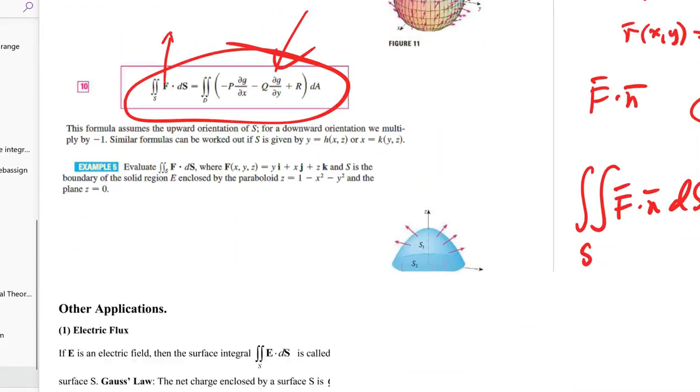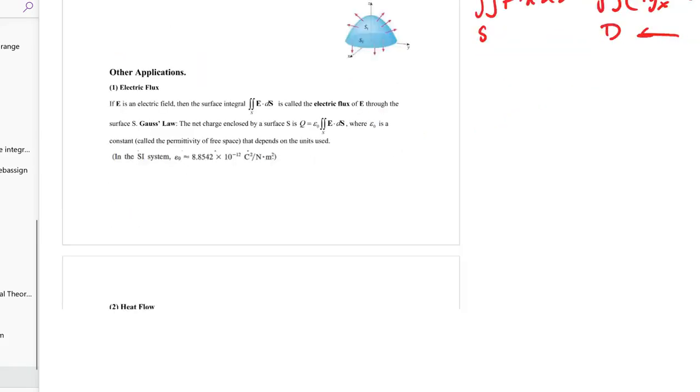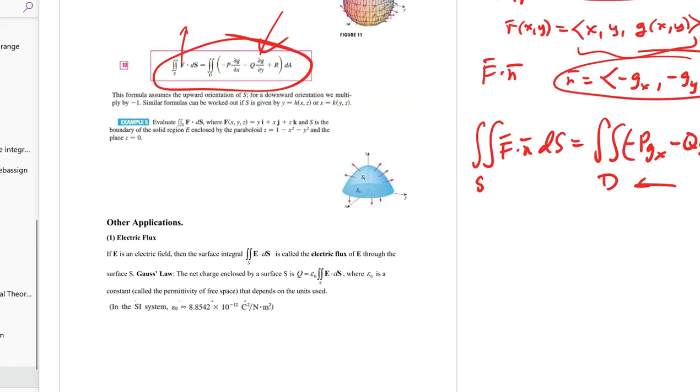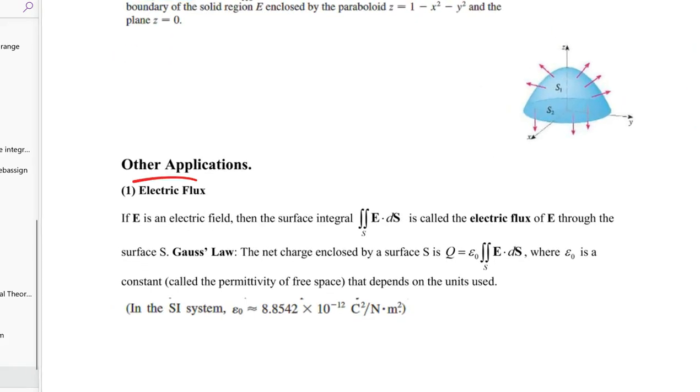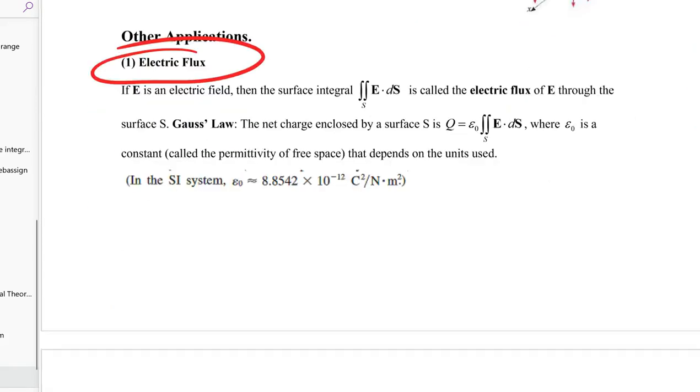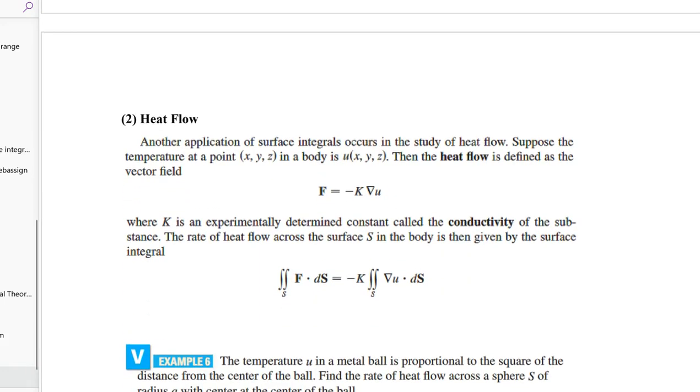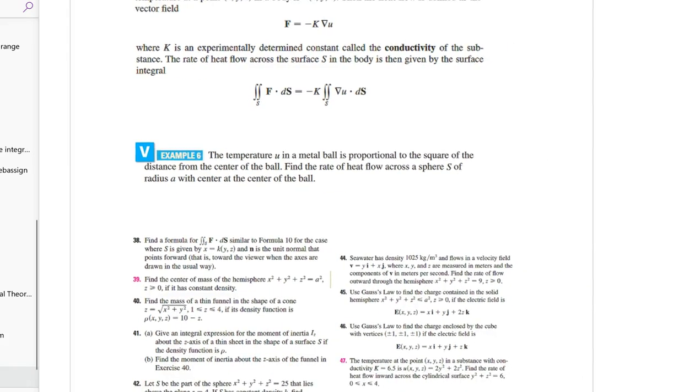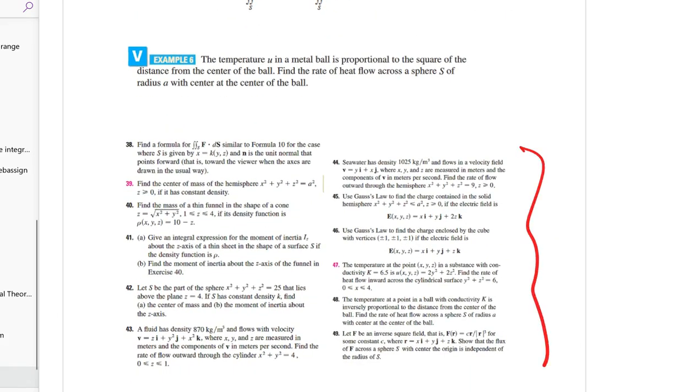And so then they give you some examples of this. So maybe in another video, electric applications, electric flux is a good one. And then you get to this in thermodynamics. Heat flow is another one. And so they give you some exercises to do. So maybe in another video I'll do an example.